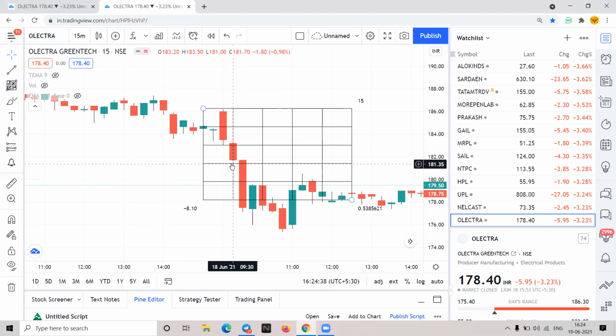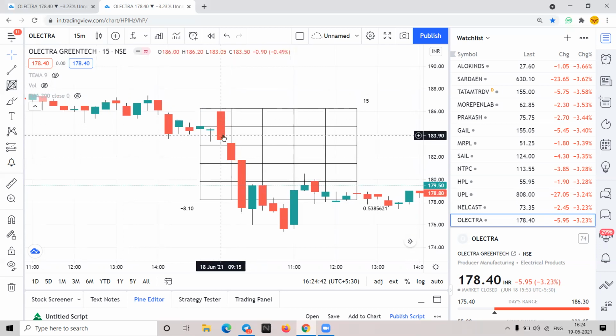So the third line should be on the low of the 15-minute candle. Yes, if it is a bearish candle, then the third line should be on the bottom of the first 15 minutes candle, and the first Gann line should be at the high. In this case, there was a bearish candle. Sometimes you'll find a bullish candle also, so you have to reverse the process.